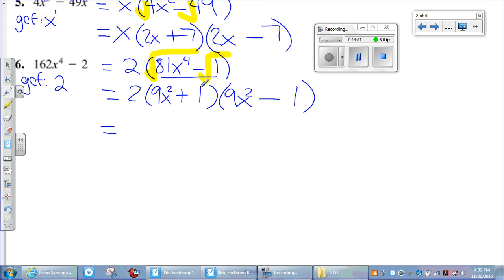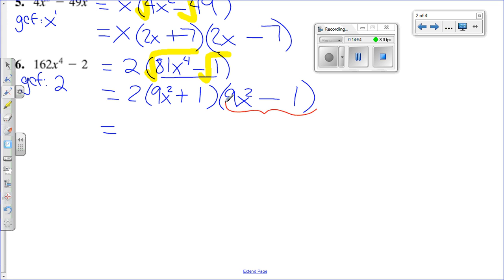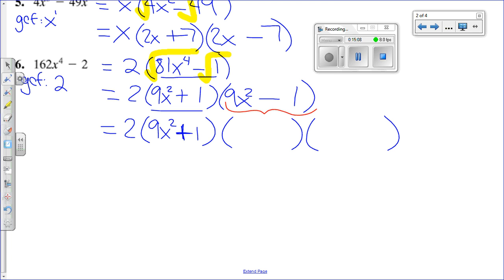But now if you notice, this one here is also a difference of squares. So we're going to factor it one more time. This one here remains the same because it's just a sum of squares, not a difference. However, here we could take the square root of 9x squared, and that is 3x. Square root of 1, that's 1. Positive, negative. So for this difference of squares, we actually end up with 4 different factors. 1, 2, 3.